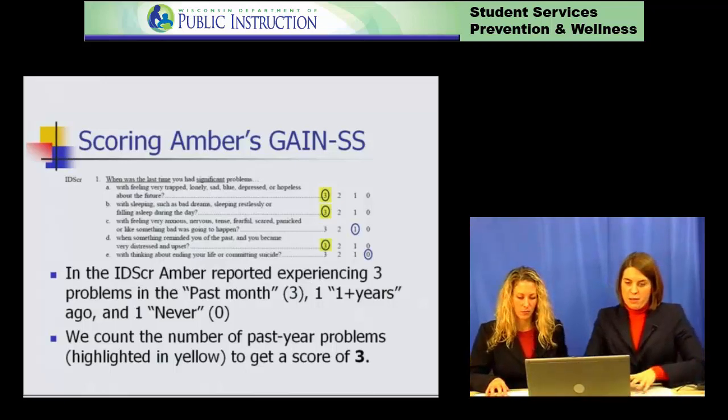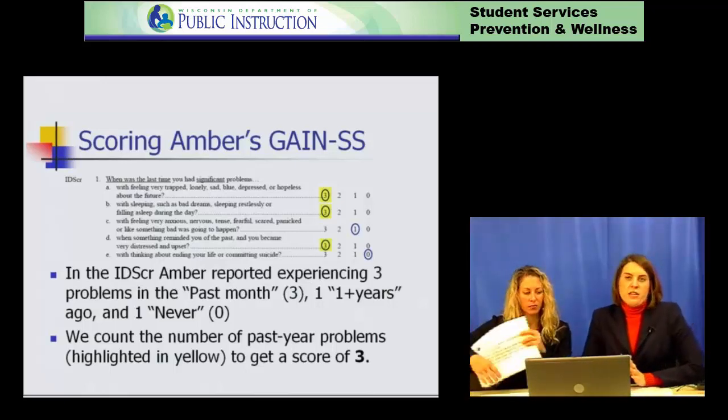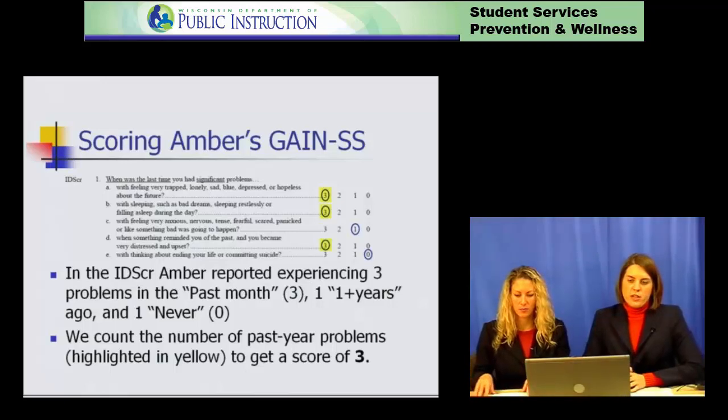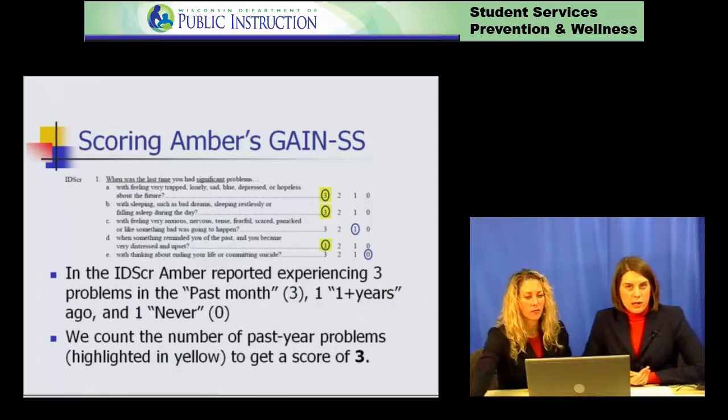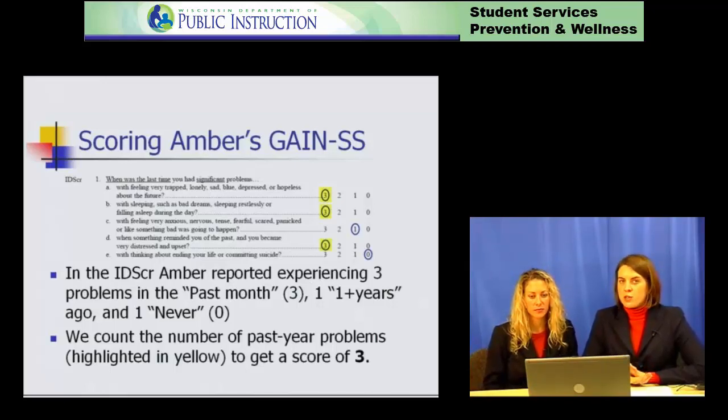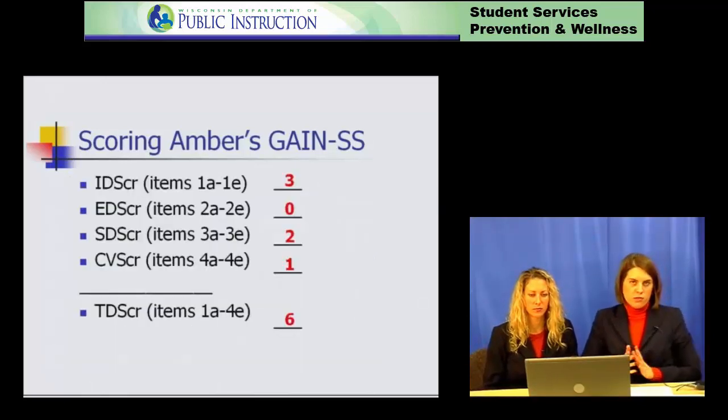You'll notice, and we have it up on the screen here, in the very first sub-screener, the internalizing disorder screener, Amber reported experiencing 3 problems in the past month. Those are highlighted in yellow. 1 or more years ago, and 1 never. Because we only count past year symptoms, we only count those 3s when we're scoring. Since 3 3s were coded, the score is 3. So if you look at this just as counting up a number from 1 to 5, not adding together the number that you circled. Using that same principle, let's go over Amber's total score.